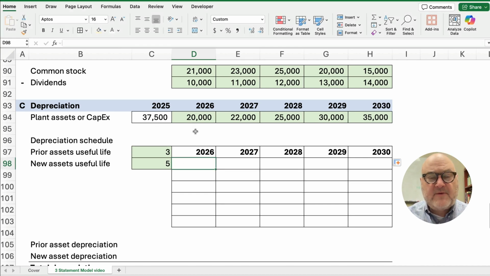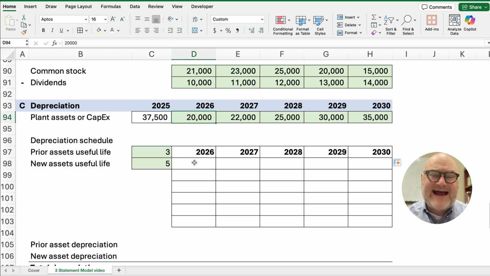And we're assuming we're going to purchase 20,000 more, 22,000, 25,000, 30,000, 35,000. Now, those are not expenses until we use them up over, in this case, 5 years. So here's what we need to do. We need to calculate the depreciation for each of these assets.